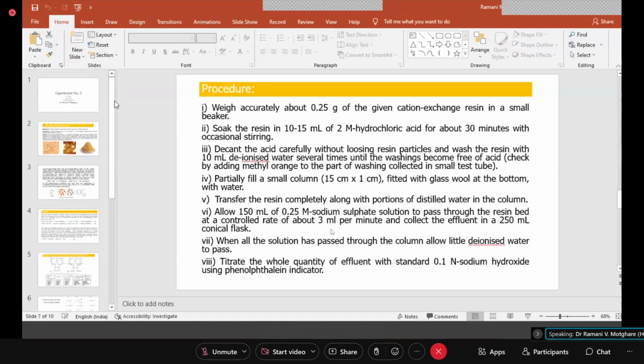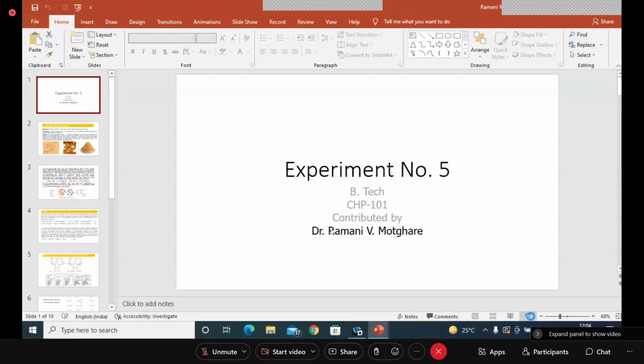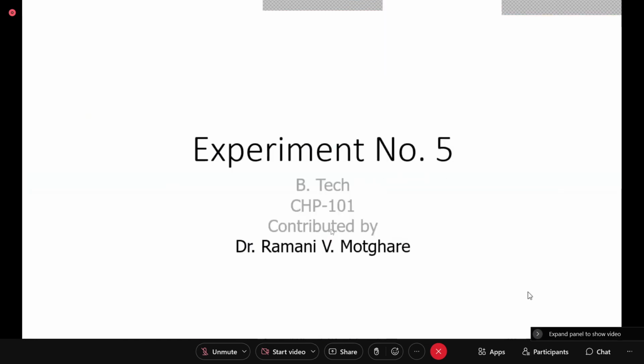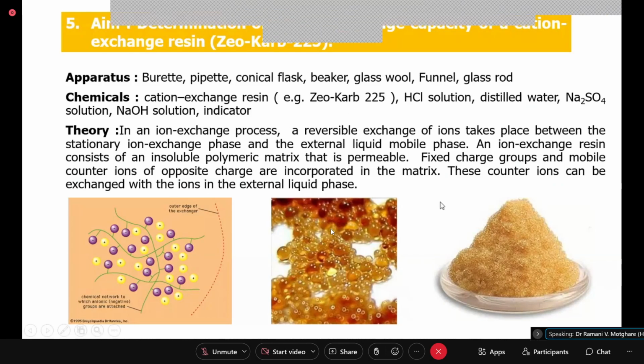Okay. So the next experiment is determination of ion exchange capacity of a cation exchanger resin. The aim is, you can write here, determination of ion exchange capacity of a cation exchange resin, that is Zeocarb 225. That is the commercial name of Zeocarb. The apparatus required are burette, pipette, conical flask, beaker, glass bowl, funnel.